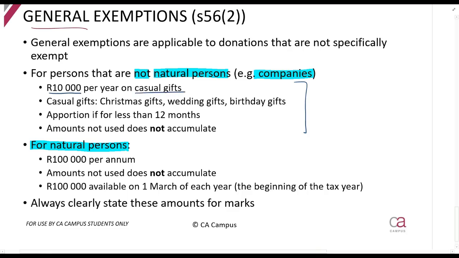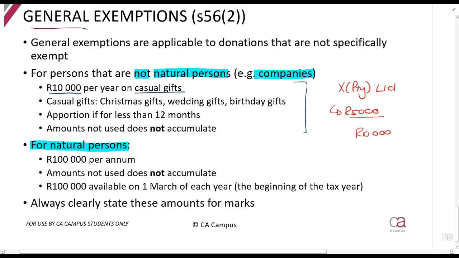So what does that mean? Casual gifts are gifts that you give to people that work for you, for example, but casual gifts are things like Christmas gifts, wedding gifts, birthday gifts. So if I'm a company, I'm XP2I Limited, and one of my employees is getting married and I give them 5,000 rands as a wedding gift, that will be exempt because they'll say 5,000 rands, you can have up to 10,000 rands per year exempt. So that full 5,000 will be exempt and there'll be 5,000 left.